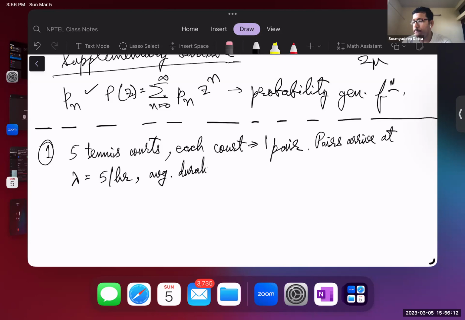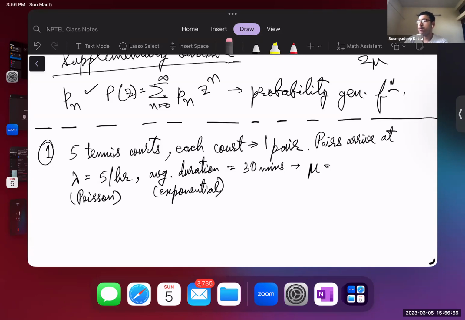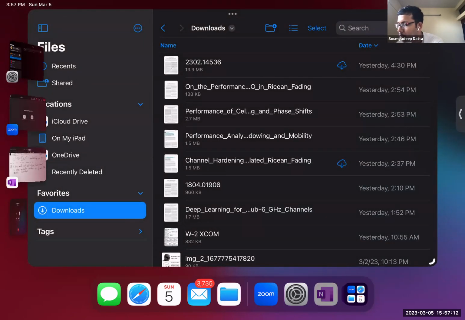The process is Poisson, so they arrive as a Poisson process with arrival rate 5 per hour. The average duration of a game is, let's say, 30 minutes, and the duration is exponential. As we know, if the service time is exponential, the service process is Poisson. So the service rate mu is 1 by 30 per minute, or converting to per hour, 2 per hour. I just want to keep the units consistent.